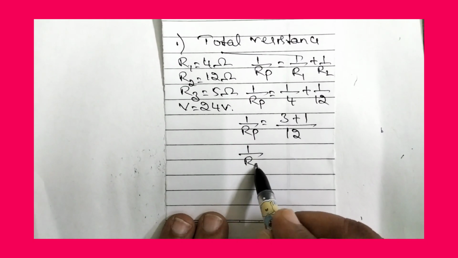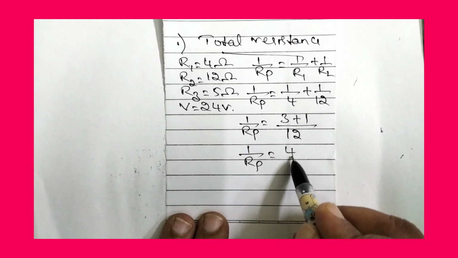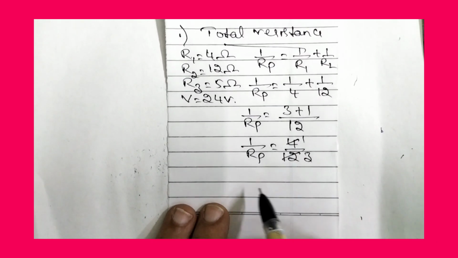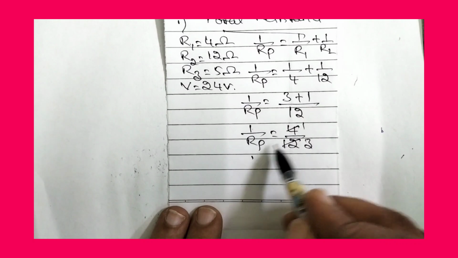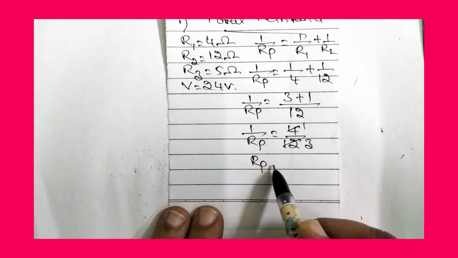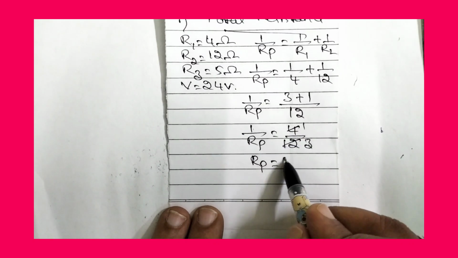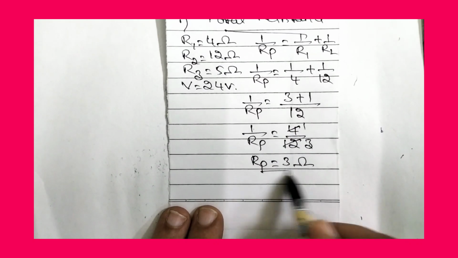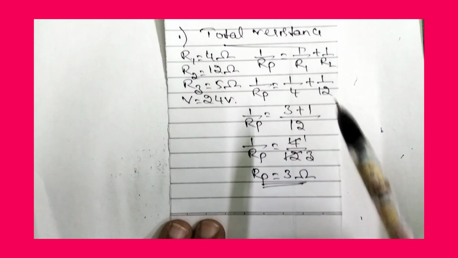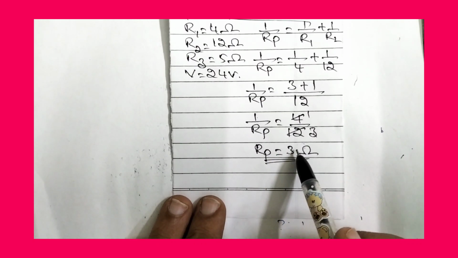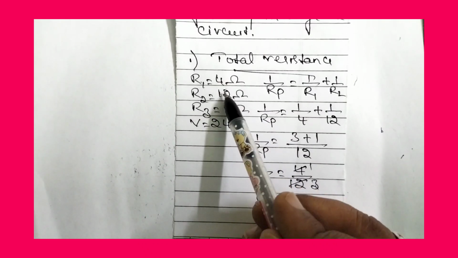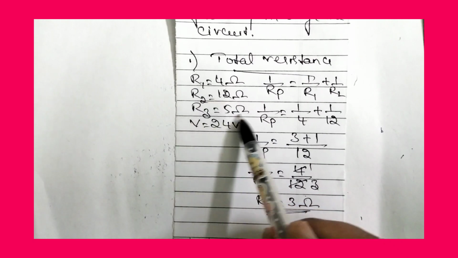So 1 over Rp is equal to 3 plus 1, which is 4, divided by 12. So 1 over Rp is equal to 1 by 3. Therefore, the reciprocal of 1 by Rp is Rp by 1, and the reciprocal of 1 by 3 is 3 by 1. Therefore, if 4 ohm and 12 ohm are connected in parallel, the total resistance will be 3 ohm. But these two are connected in parallel with R3 in series.